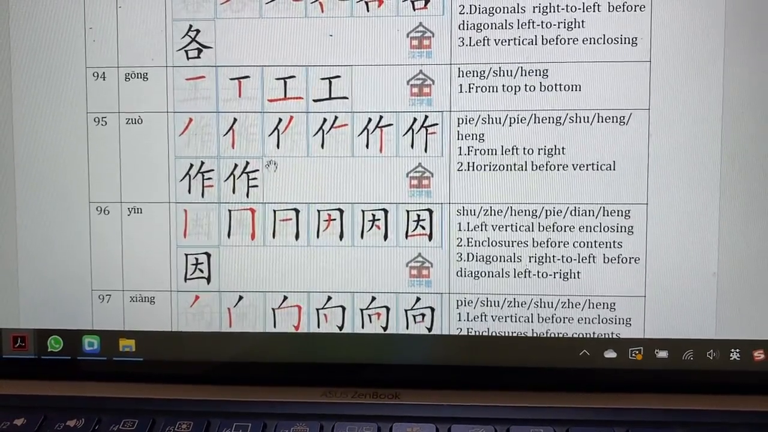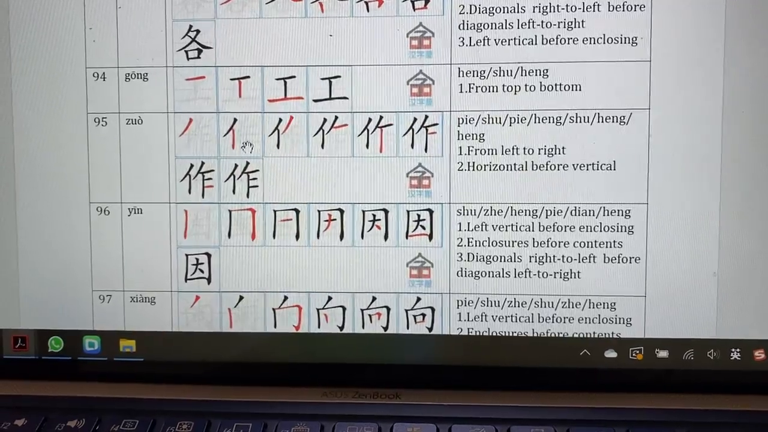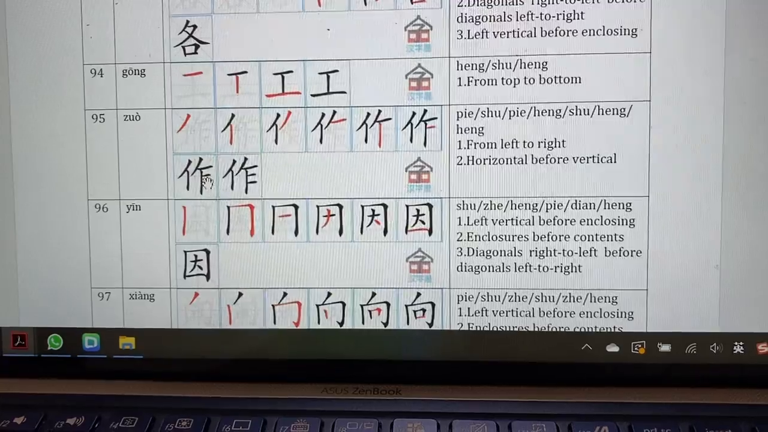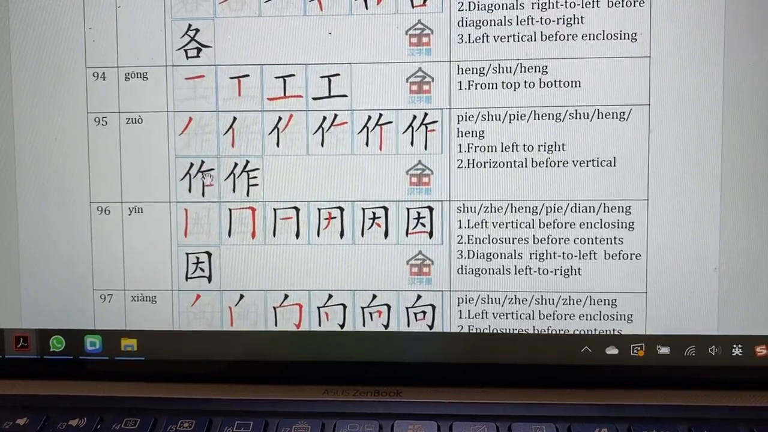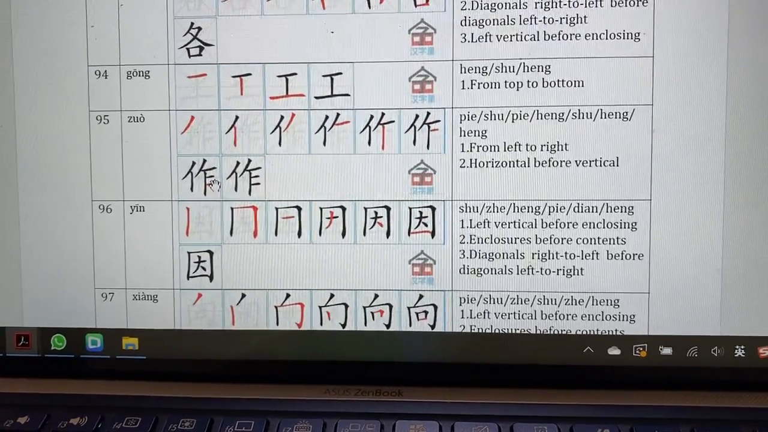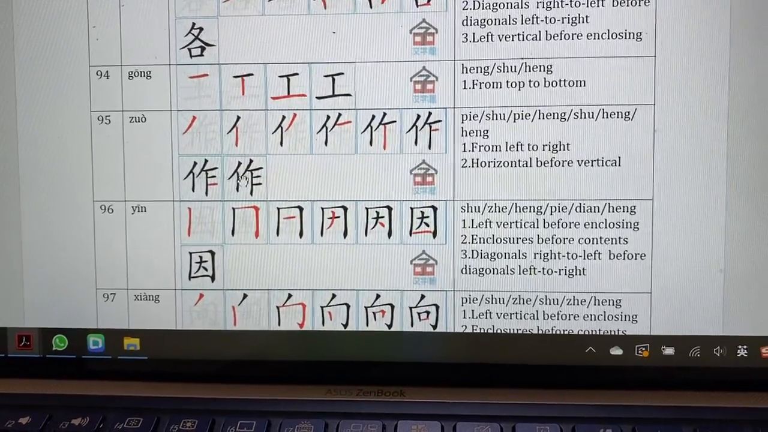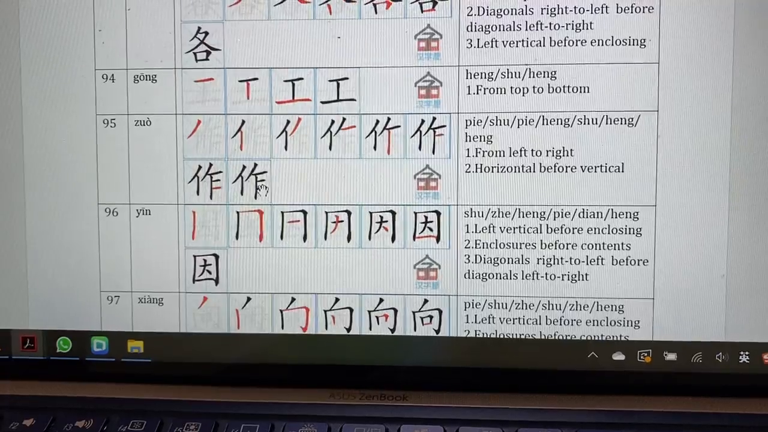Zuo, also just left and right with a wider right part. And detail here, two parallel heng here. Okay, because they're too tiny, so it's not necessary to make the second one longer. But if you do make the second one longer, that would be good.